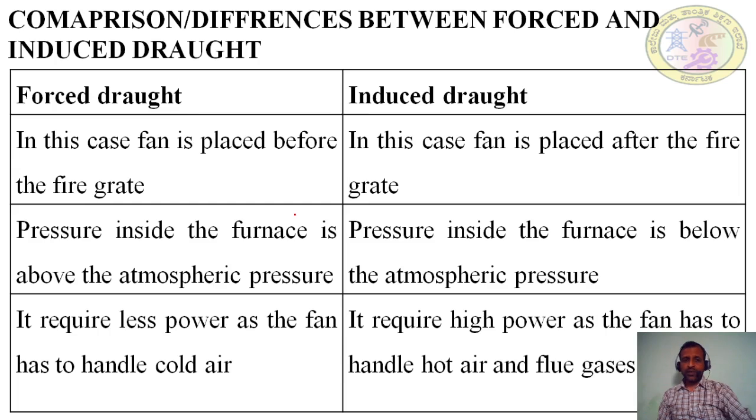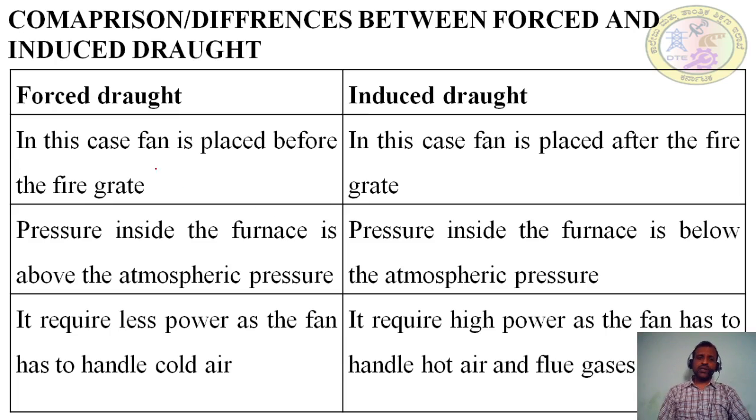The next one, we'll see the comparison or differences between forced and induced drought. What is the difference between forced and induced drought? You have seen already that in the case of forced drought, the blower is placed before the furnace, right? And in the case of induced drought, the blower is placed before the chimney, so after the air pre-heater. So what is the difference between these two now?